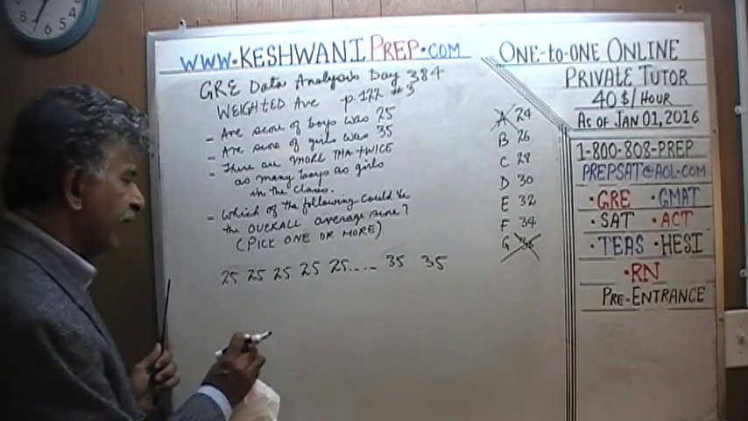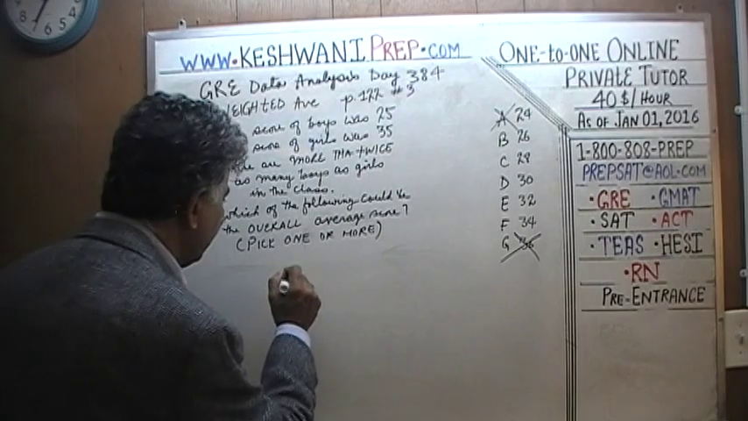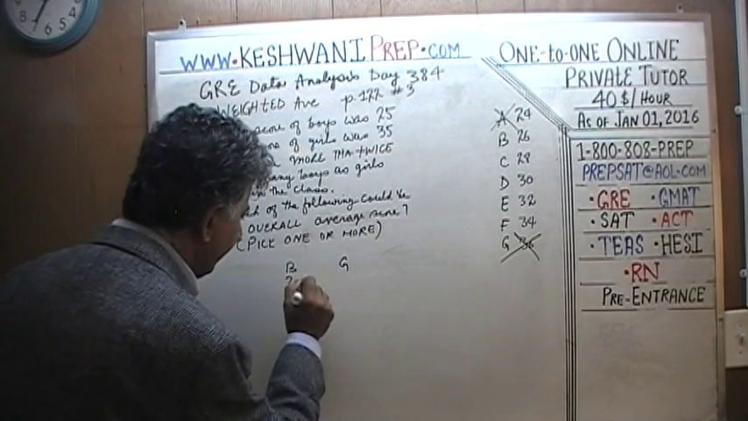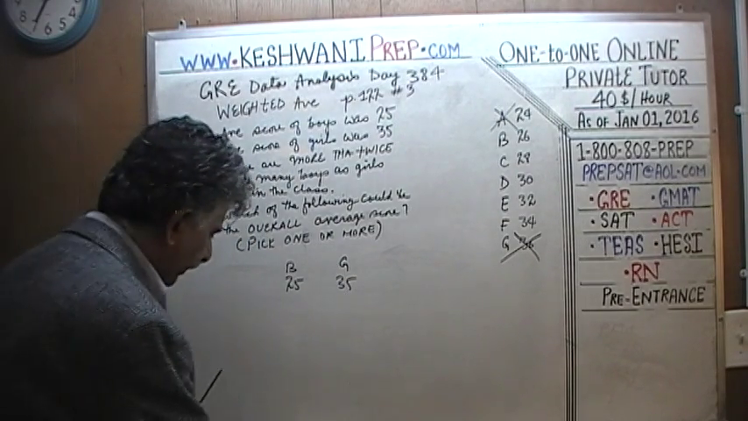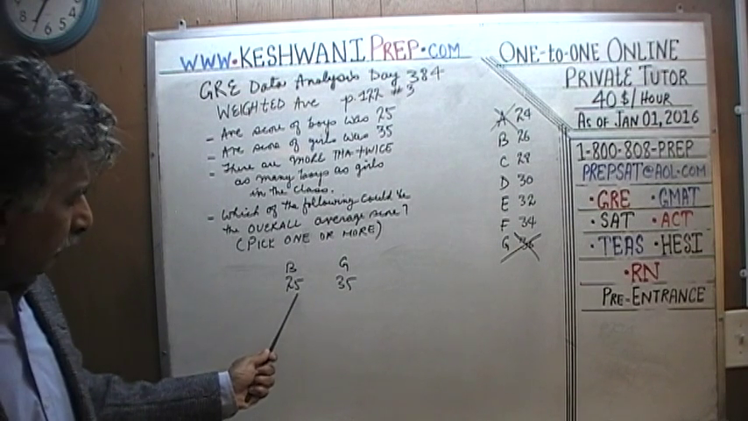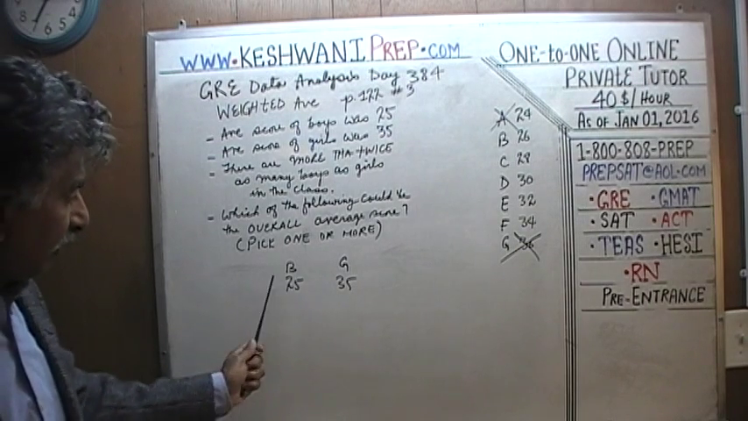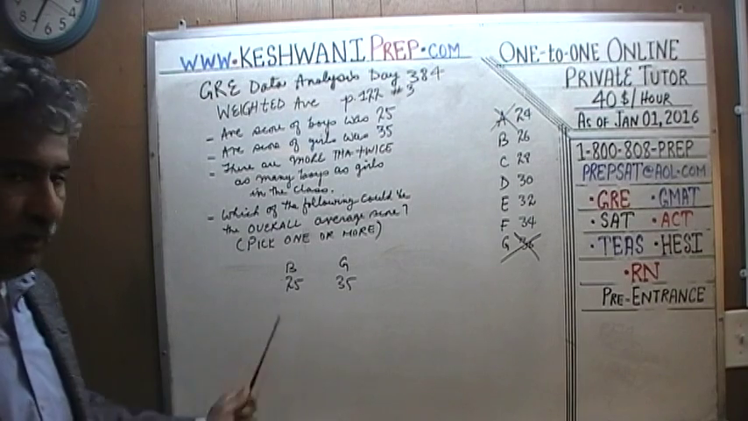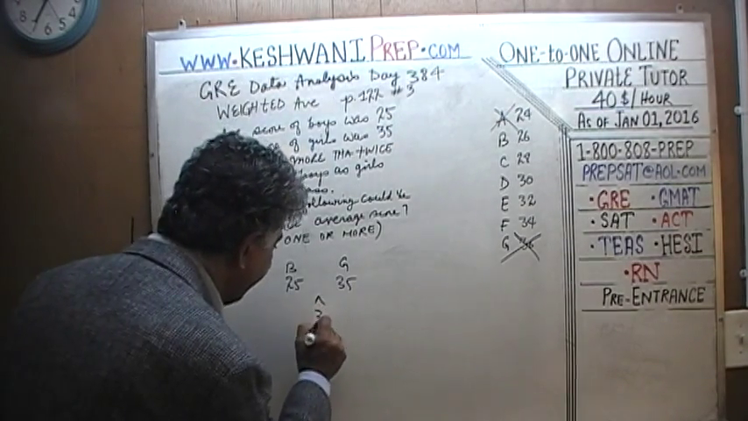Another thing that we have to understand is that if we have the same number of boys as girls, let's start out with a simple scenario with one boy and one girl. Let's say one boy scored 25, and one girl scored 35. In this case, the average score of boys is 25, the average score of girls is 35 because there's only one girl. What's the average here? The average is going to be the middle number, which is 30.